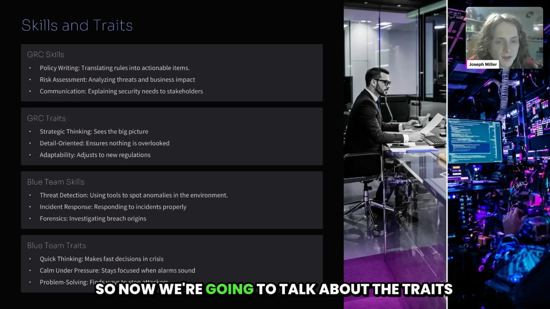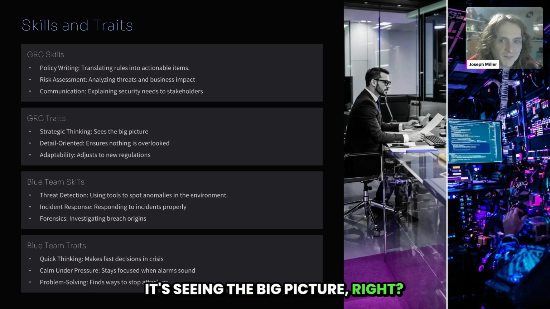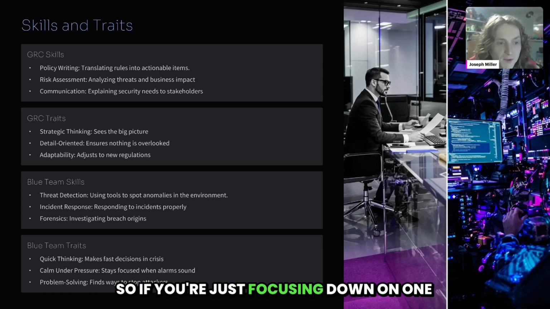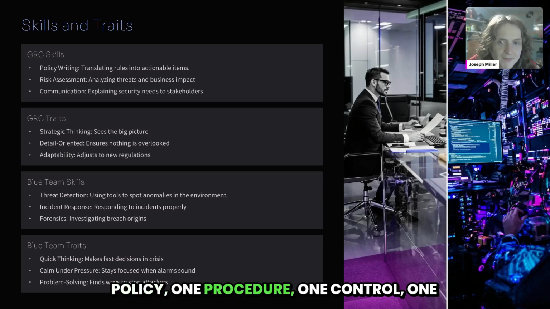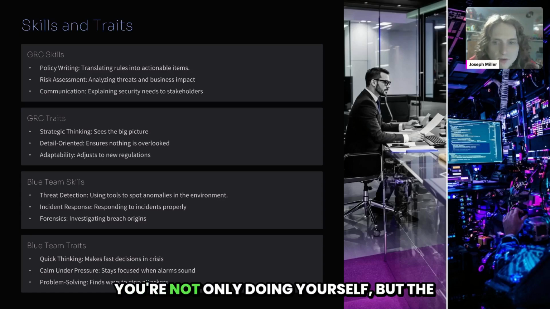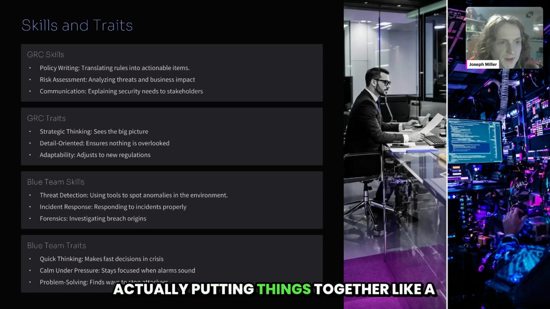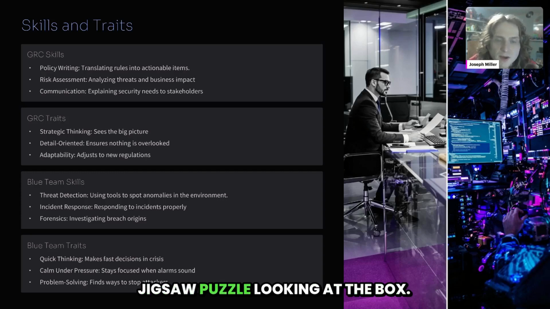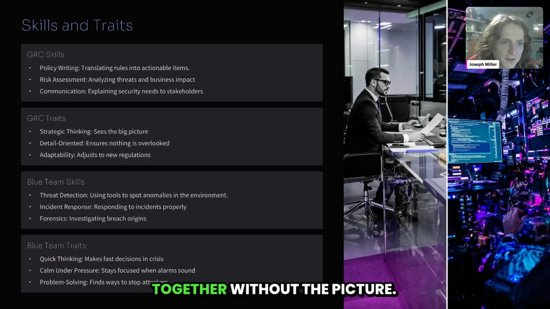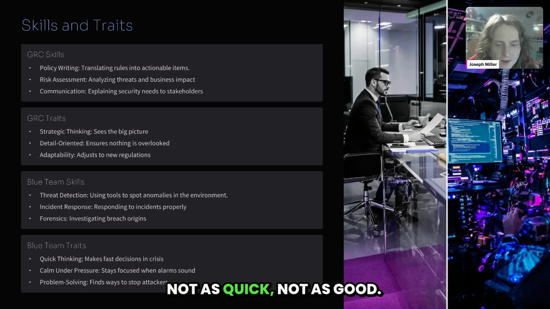So now we're going to talk about the traits of a good GRC engineer, which are strategic thinking. It's seeing the big picture, right? If you're just focusing down on one policy, one procedure, one control, one framework, and not zooming out and looking at the environment as a whole, you're not only doing yourself, but the company a disservice, because you're not actually putting things together like a jigsaw puzzle looking at the box. It's like you're trying to put them together without the picture. You can do it, but it's not as impactful, not as quick, not as good, right?